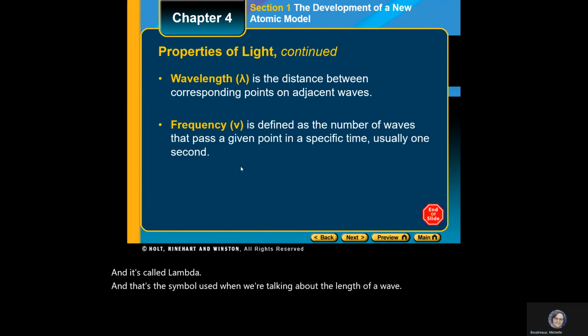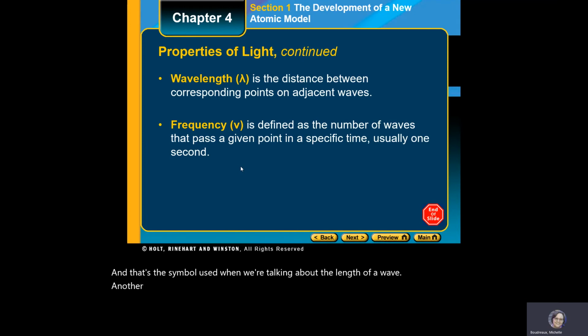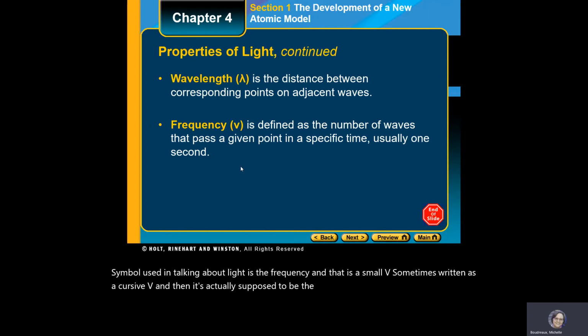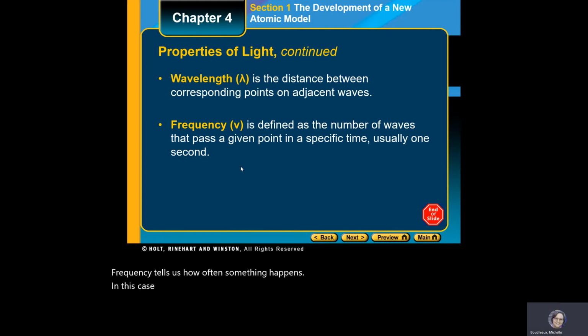Another symbol used in talking about light is the frequency, and that is a small v, sometimes written as a cursive v, and it's actually supposed to be the Greek letter called nu. Frequency tells us how often something happens. In this case, it tells us how many waves pass a given point in a specific amount of time. In this case, 1 second.